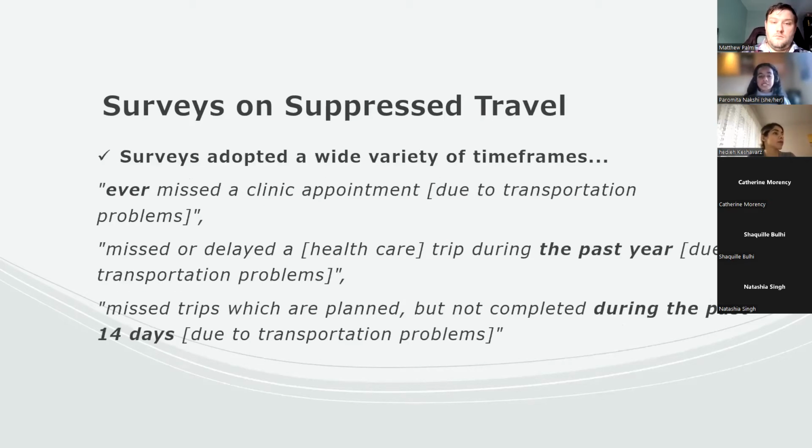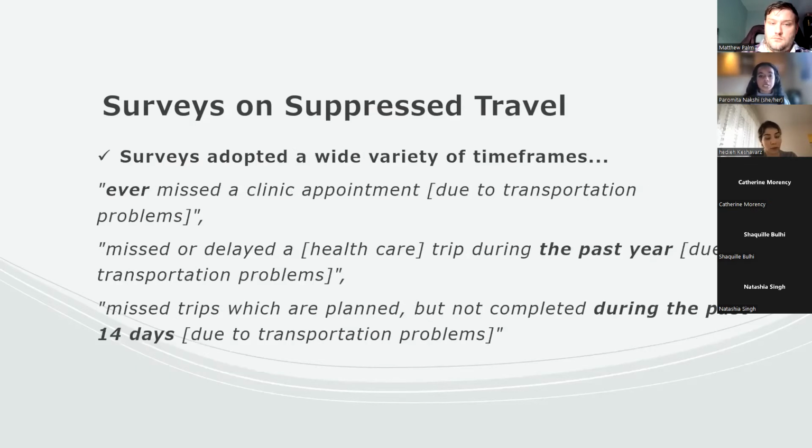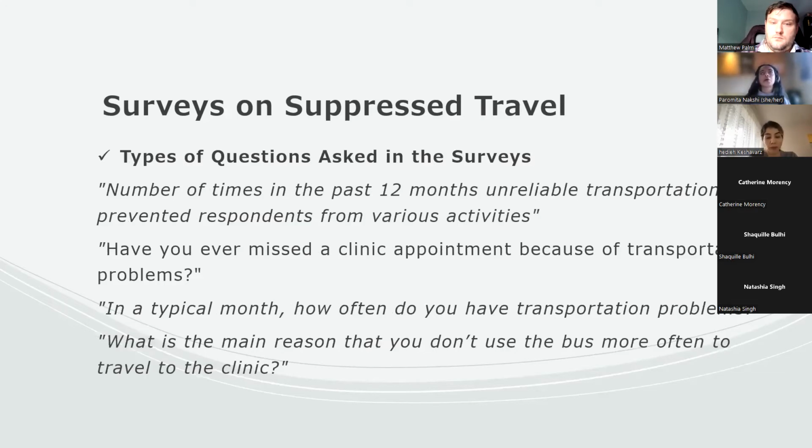And as you probably have seen a bit in the previous slides, these surveys adopted a wide variety of time frames. Some studies just asked people if they ever missed a clinic appointment due to transportation problems. No specific time frame, but ever in their lifetime. Whereas some questionnaires asked if they missed or delayed a trip during the past year. And some studies asked if there were any missed trips during the past 14 days or 2 weeks due to transportation problems, as well as some studies focused on just the whole year. So there was a wide variety of timeframes used in these surveys.